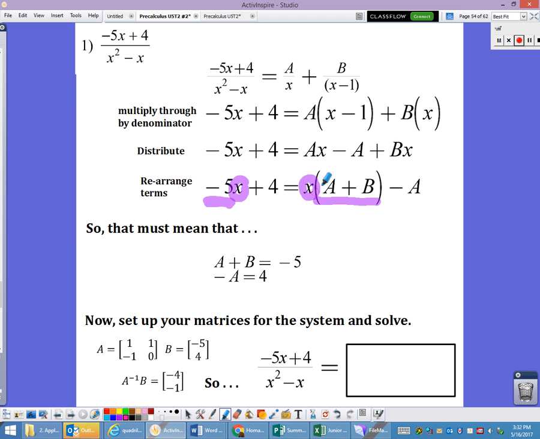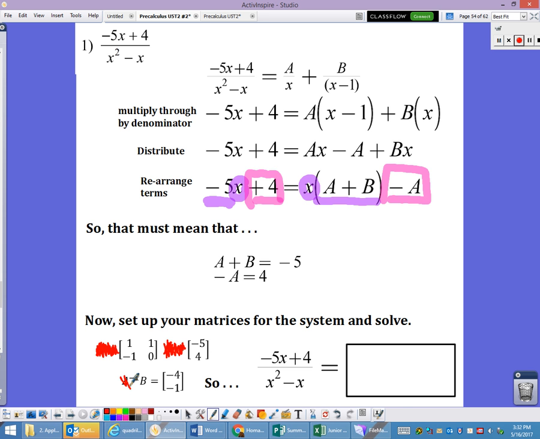Alright, now, for here, 4 is by itself. Well, negative a is by itself over here. Okay? So that means that negative a equals 4. Now, a lot of students want to right away jump into doing, I'm going to scratch these out because I don't want all the a's and b's to confuse you. You can scratch them out on your paper too.